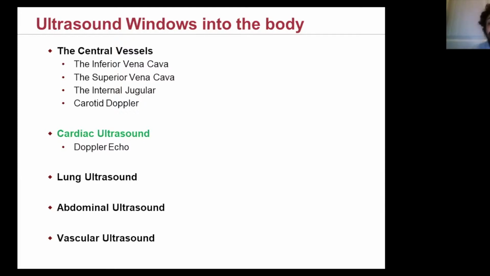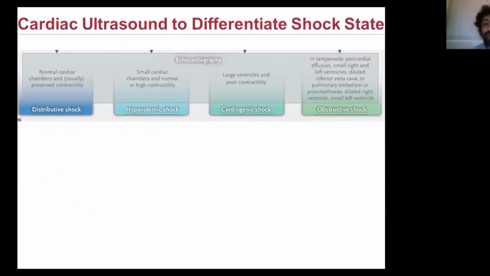When it comes to the heart, however, we can get a little bit more information. The 2013 New England Journal review really used cardiac echo to differentiate the shock states, where distributive shock had preserved contractility, usually, except in the cases of septic cardiomyopathy. That hypovolemic shock had small or underfilled chambers. Cardiogenic shock had dilated chambers with poor contractility, and obstructive shock either had a visible pericardial effusion or a dilated right heart for a pulmonary embolism, or a visible pneumothorax.